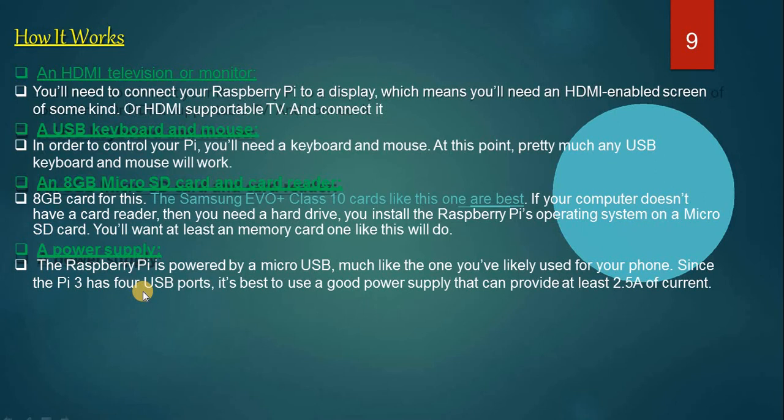And the fourth is a power supply. Raspberry Pi is powered by a micro USB. Since the Pi 3 model has 4 USB ports, it's best to use a good power supply that can provide at least 2.5 ampere of current.